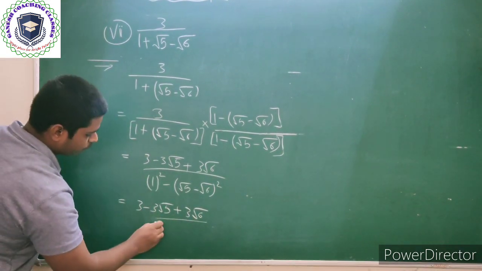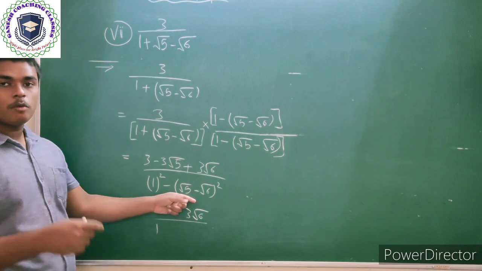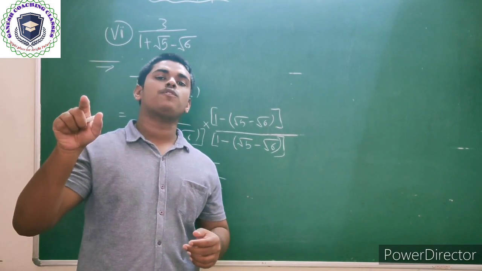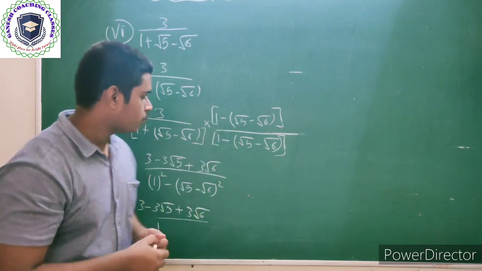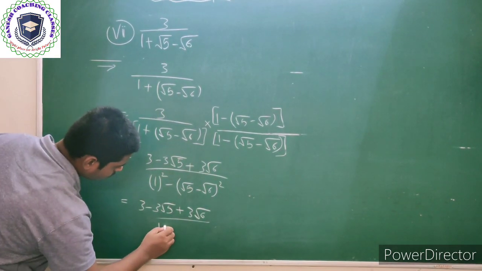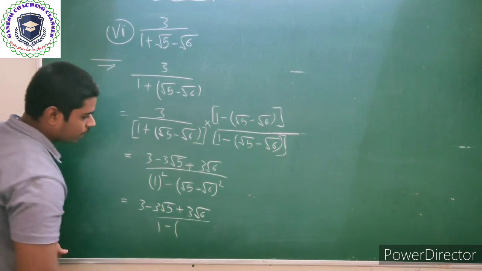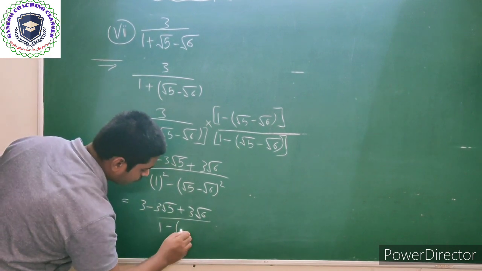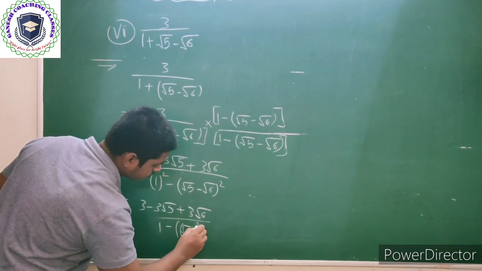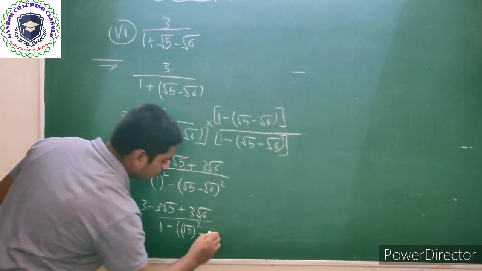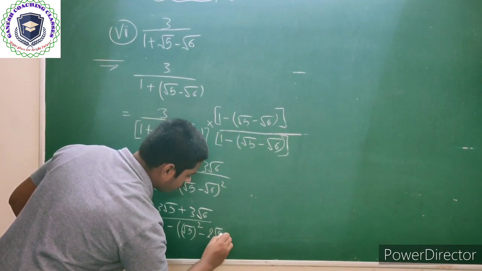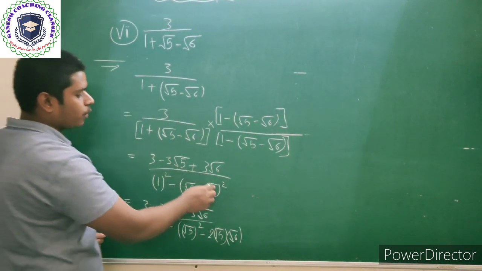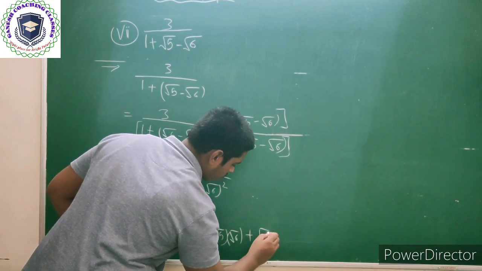So here 1 square is 1. Now it is in the form of a minus b the whole square. What is the formula of a minus b the whole square? a square minus 2ab plus b square. So here 1 minus, we keep the bracket as it is. a square, with a in the place of root 5, so root 5 the whole square, minus 2ab, so 2 into root 5 into root 6, plus b square. b square is root 6 the whole square.